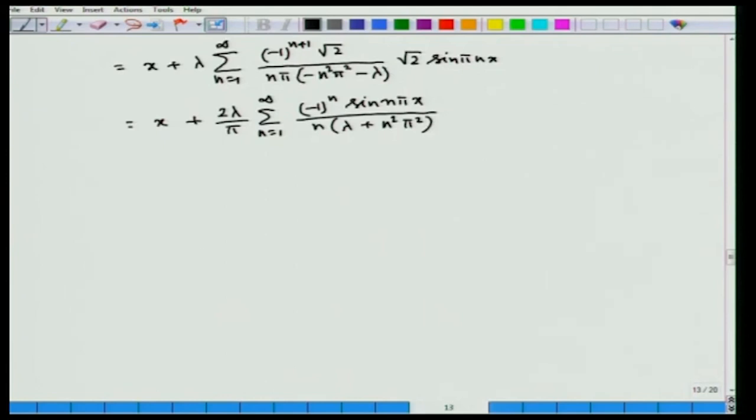So, that means the solution y(x) equals x plus 2 lambda divided by pi, sigma n running from 1 to infinity, (minus 1) to the power n, sin n pi x divided by n into (lambda plus n square pi square). This is a valid solution whenever lambda is not equal to minus n square pi square for n equal to 1, 2, 3 and so on. If lambda is not equal to any one of these eigenvalues, then we have this particular solution.